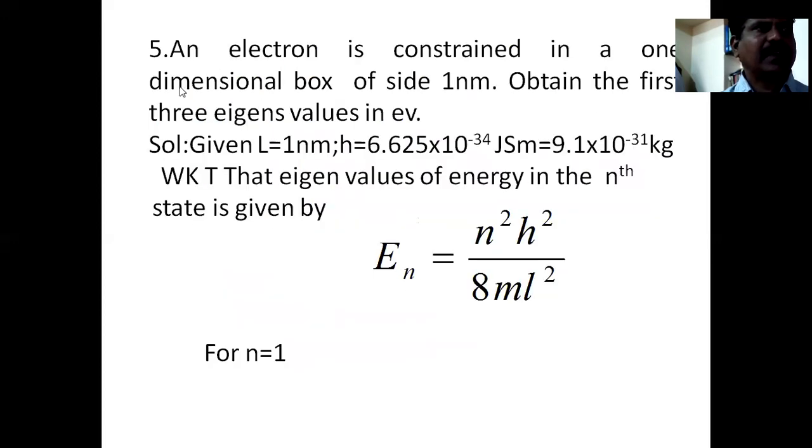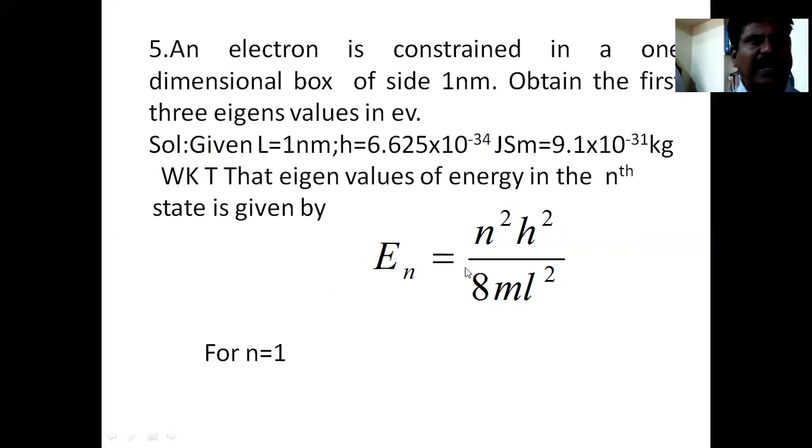Next is an electron constrained in a one-dimensional box of size 1 nanometer. Obtain the first three eigenvalues in electron volts. Given the length of that box is 1 nanometer, Planck's constant h equals 6.625 into 10 to the power minus 34 joule second, and m equals 9.1 into 10 to the minus 31 kg.